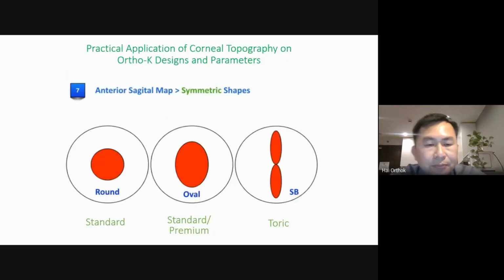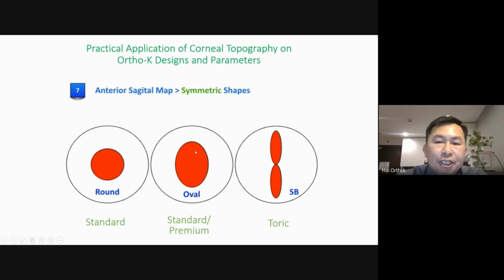For example, if you have a symmetric shape, the first picture shows you a round shape within 6 millimeters of the length of the cornea. And we know that the alignment curve length is about 8 millimeters out here. It isn't affected by the cylinder or astigmatism of the cornea. Because of that, we only need the standard lens in this case to correct both the myopia and cylinder.